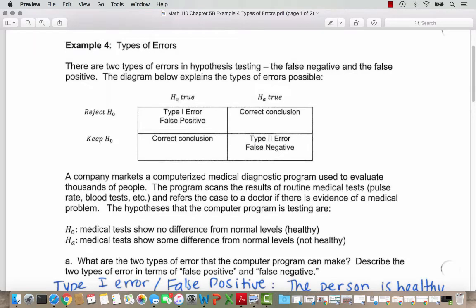In this video, we take a look at the types of errors that come up during hypothesis testing. There are two types of errors in hypothesis testing, the false negative and the false positive. The diagram below explains the types of errors possible.